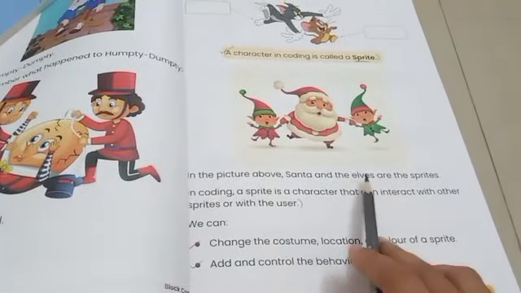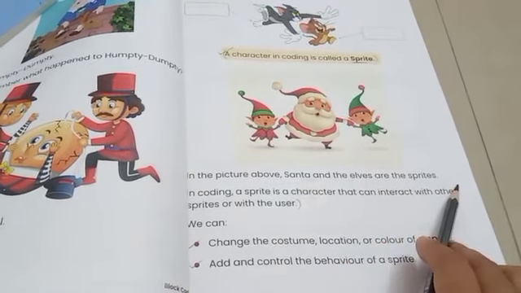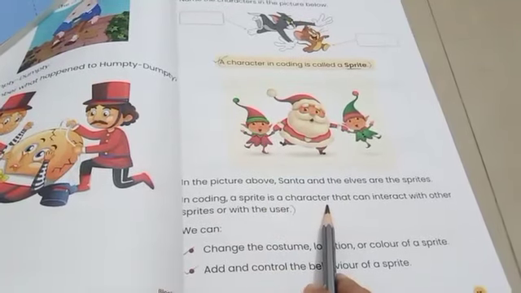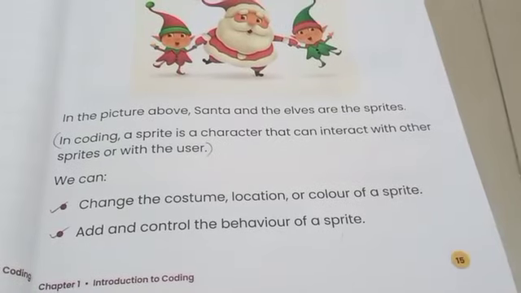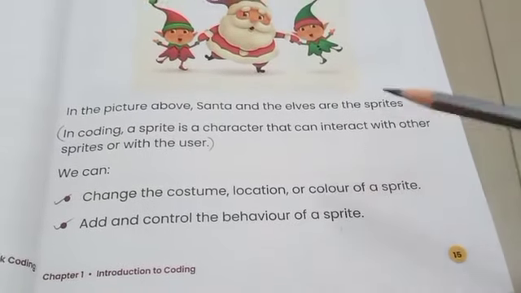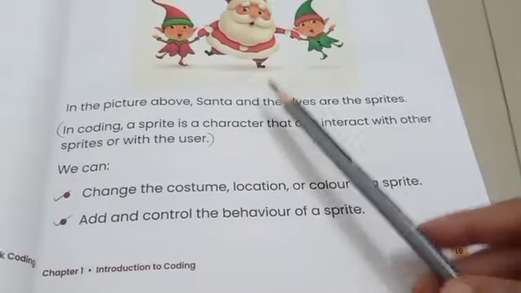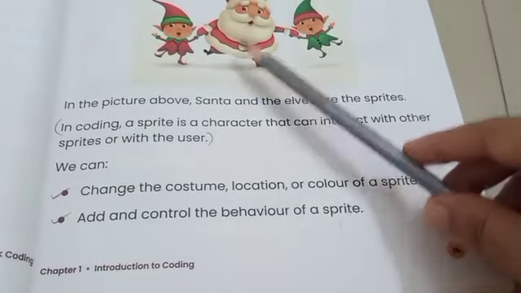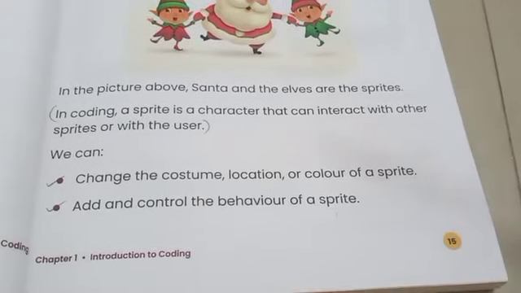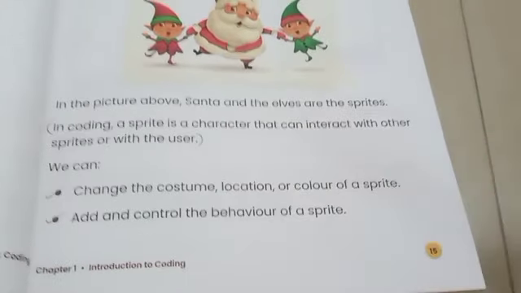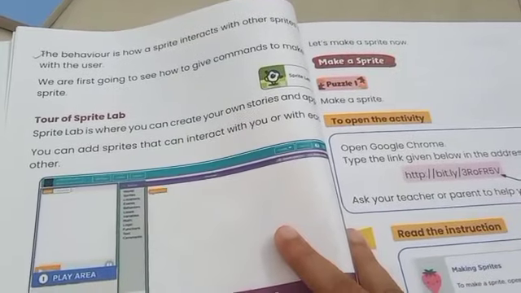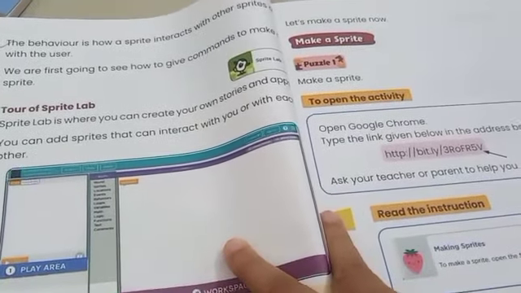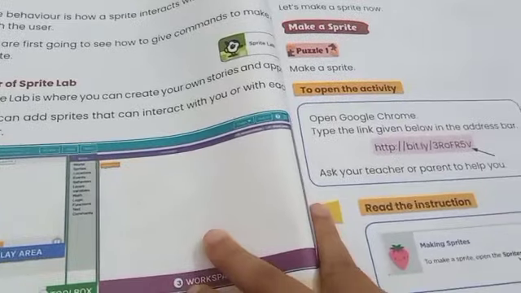In the picture above, Santa and the elves are the sprites. In coding, a sprite is a character that can interact with other sprites or with the user. What can we do with these sprites? We can change their costume. Costume means their dresses. We can change their dresses, location or color. We can also add and control the behavior of a sprite, and the behavior is how a sprite interacts with other sprites or with the user.